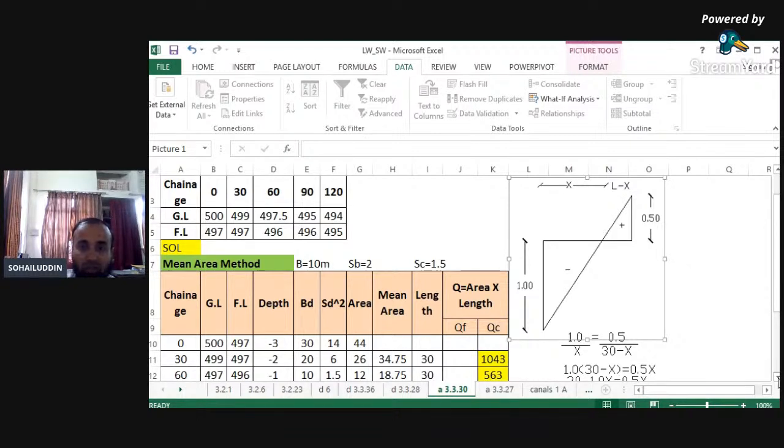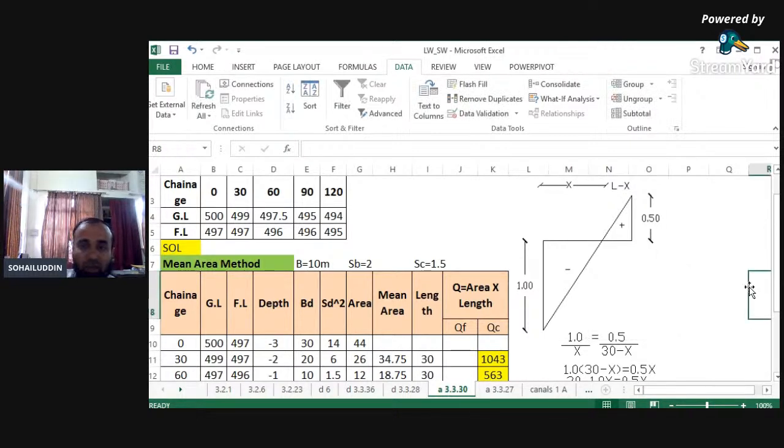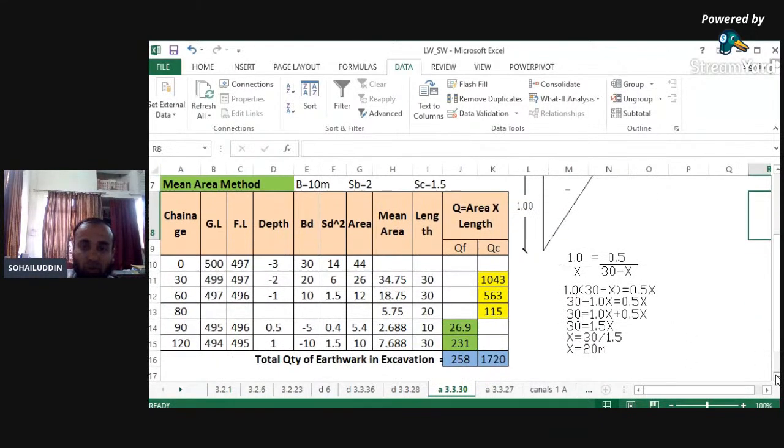So to find out the x, we have to use the similarity of triangles: the vertical height divided by x, horizontal 1 divided by x, in the same way equals 0.5 divided by L minus x. With the help of the similarity of triangles we have to find out x. So vertical divided by x equals the other vertical, 0.5 divided by L minus x, irrespective of minus and plus sign. So 1 divided by x equals 0.5 divided by 30 minus x.